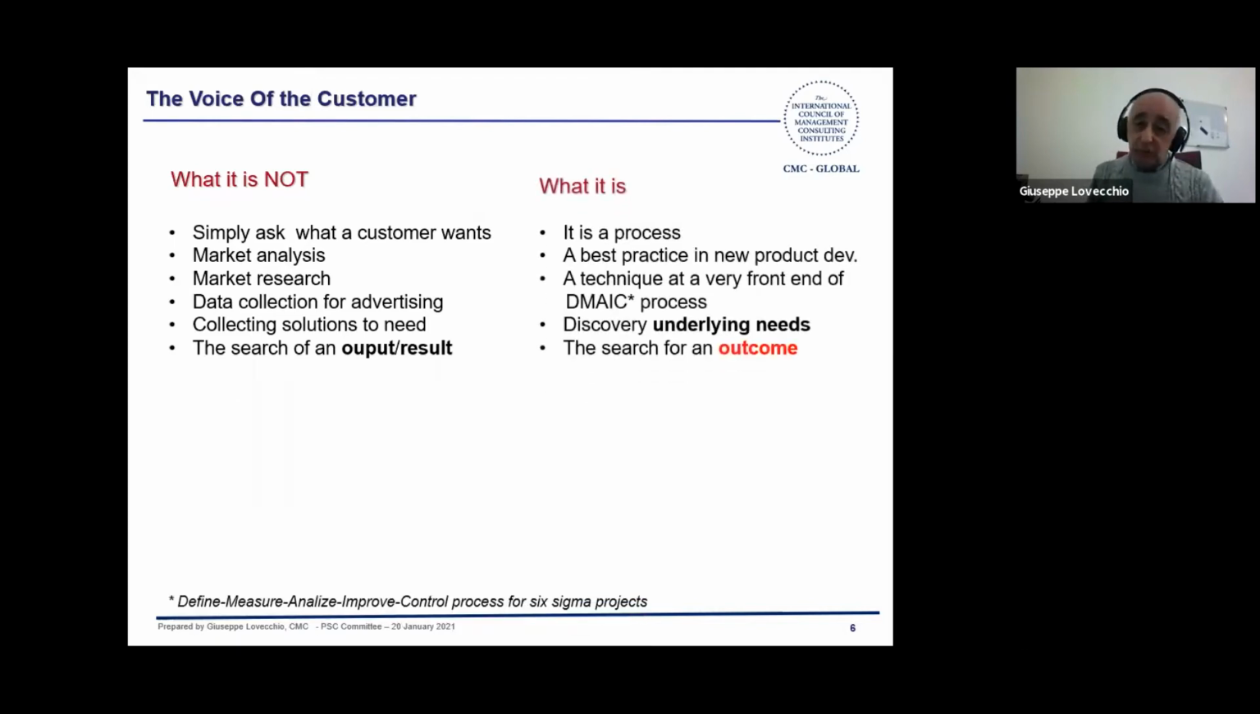Voice of the Customer is a process, of course, and it is used as a best practice in new product developments, in new service developments. So when we need to innovate, Voice of the Customer is the fuzzy front end of innovation. Above all, when we use the Voice of the Customer as a technique, also in Lean Six Sigma projects, you know, DMAIC process. And from a historical point of view, the Voice of the Customer started to be used in the quality function deployment technique.